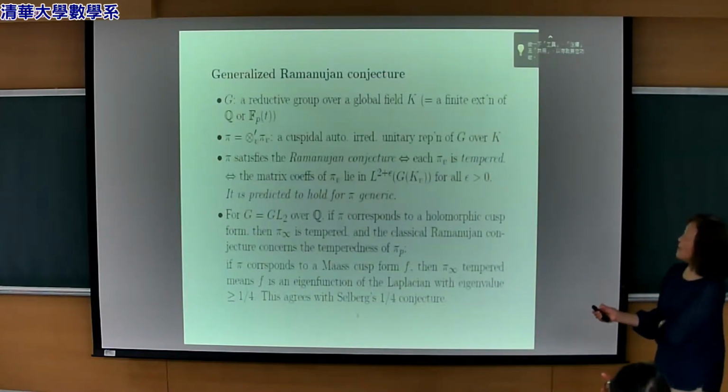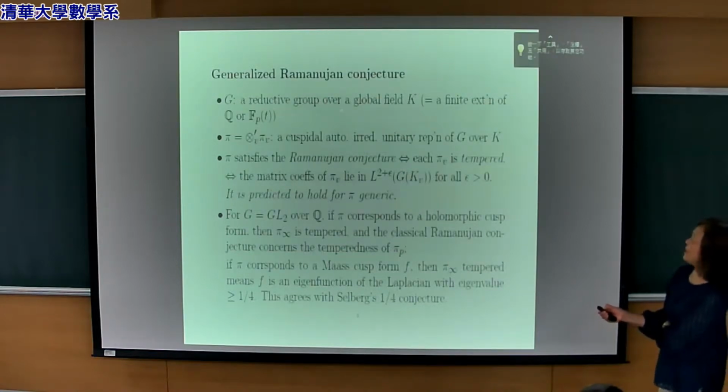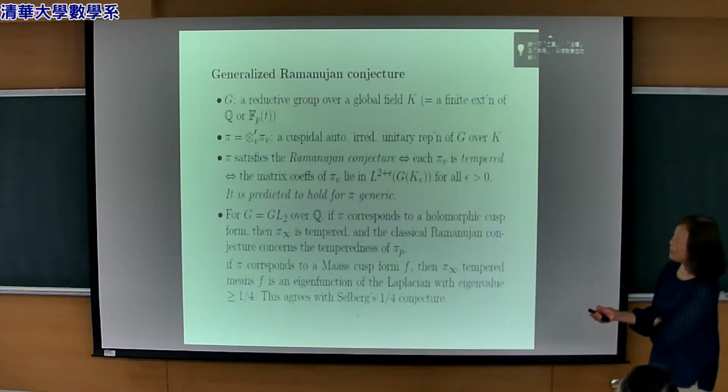So we can generalize it to a very general case. So the group, instead of GO2 over Q before, we can replace it by any reductive group defined over either a finite extension of Q, which is called a number field, or a finite extension of the field of rational functions over a finite field. That's called a function field.